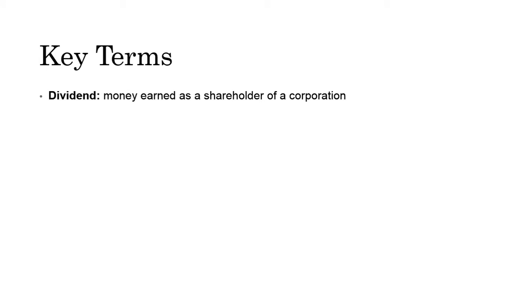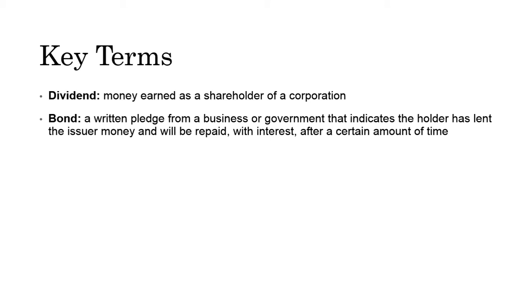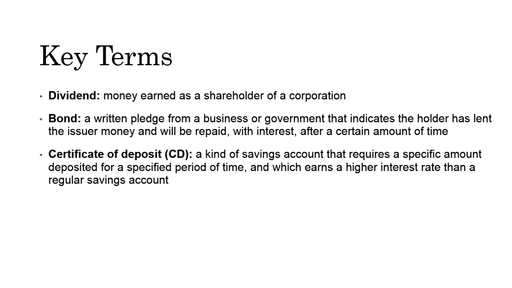First one is dividend, which is the money earned as a shareholder of a corporation. A bond is a written pledge from a business or government that indicates the holder has lent the issuer money and will be repaid with interest after a certain amount of time. Certificate of deposit, or a CD, is a kind of savings account that requires a specific amount deposited for a specified period of time, which earns a higher interest rate than a regular savings account.